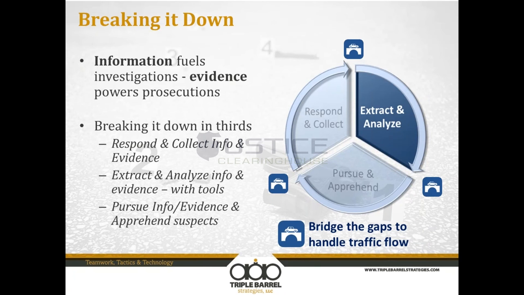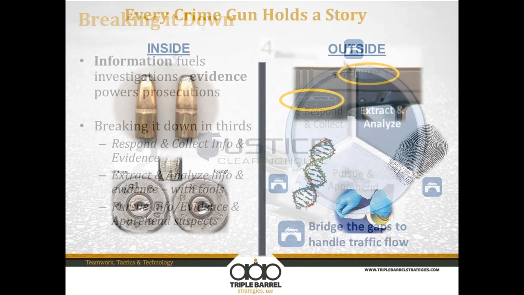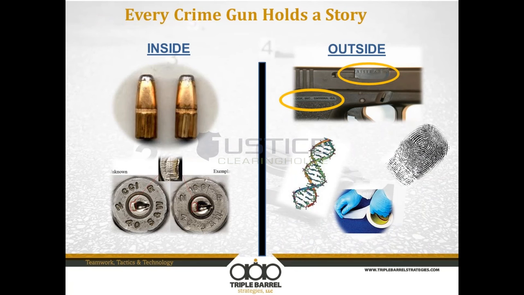So today's session will focus on the middle part of the three-thirds of firearms investigation, extracting and analyzing information from firearms and related evidence. Every crime gun holds a story, and part of that story lies on the inside. It's the unique marks that are transferred to fired ammunition components, bullets, and cartridge cases during the discharge process.